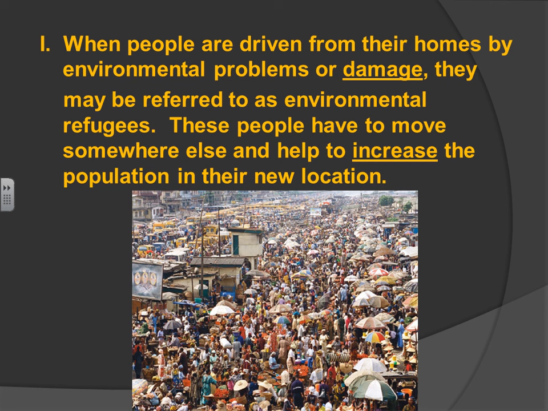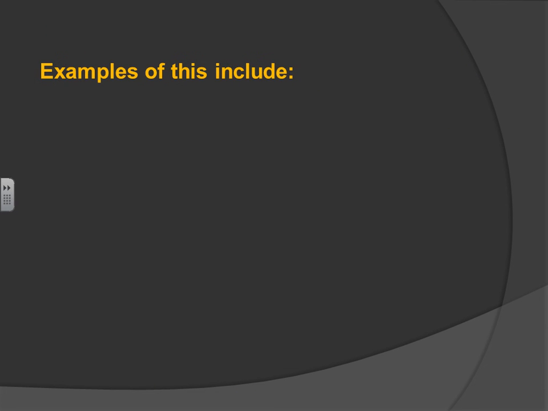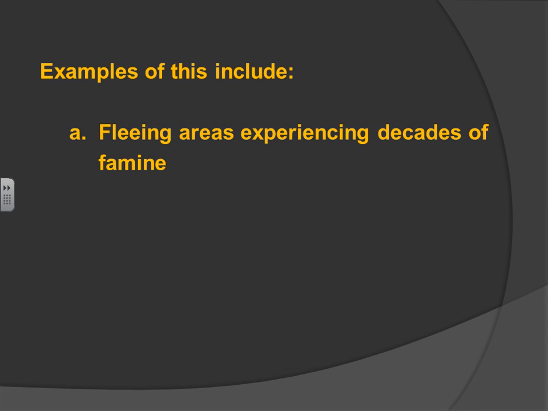It took a long time to replace all the infrastructure that was destroyed. So as they moved, it was due to environmental damage caused by the hurricane. As they moved, they caused an increase in population in other places. So examples of this could be A, fleeing areas that experience decades of famine. Famine means that there's no production of food going on because of environmental and climate conditions, and it's something that goes on for a long period of time.